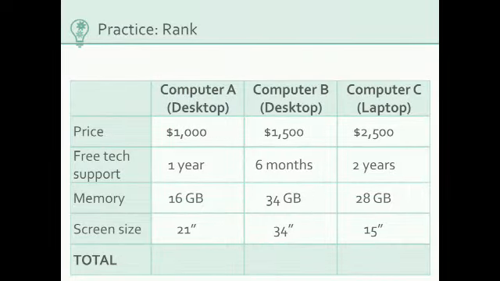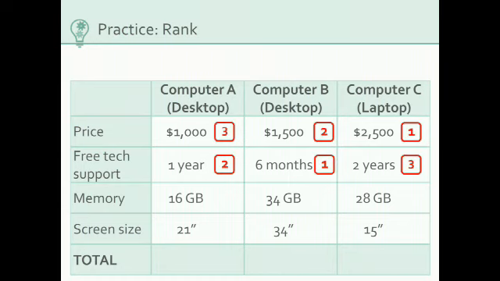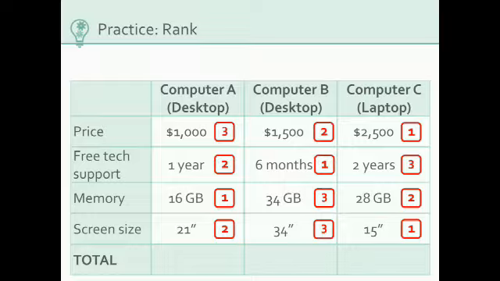Now, let's rank the computers using these criteria. We will give each computer a number for each criterion from worst, number 1, to best, number 3. How might you complete the chart? Now, look at the completed chart. How can you decide which computer to buy for the office?